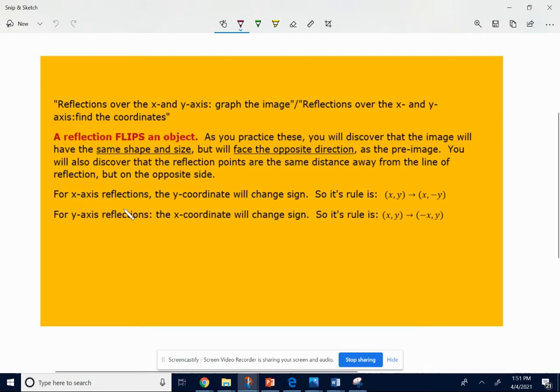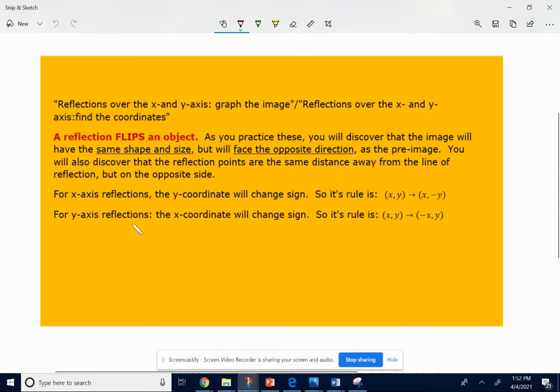Okay, for x-axis reflections, as you do some of these, I think you will realize that the x-coordinate will stay the same, but the y-coordinate will change its sign. So there's a rule, the mapping rule for x-axis reflections is (x, y) is mapped to (x, -y). Just means the x stays the same and the y is changing its sign.